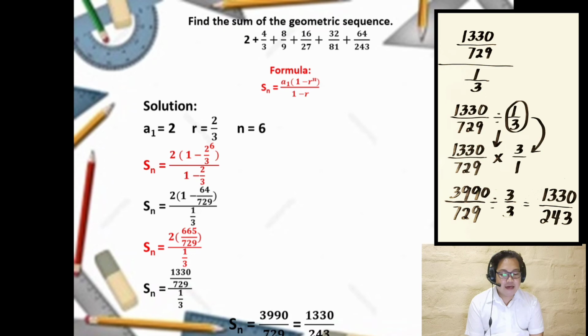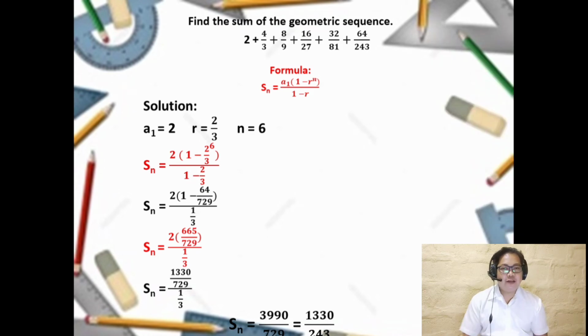And 3,990 over 729 is divisible both by 3. So, pwede nating i-divide pareho by 3 para makuha natin yung lowest term. So, 3,990 divided by 3 is 1,330 and 729 divided by 3 is 243.